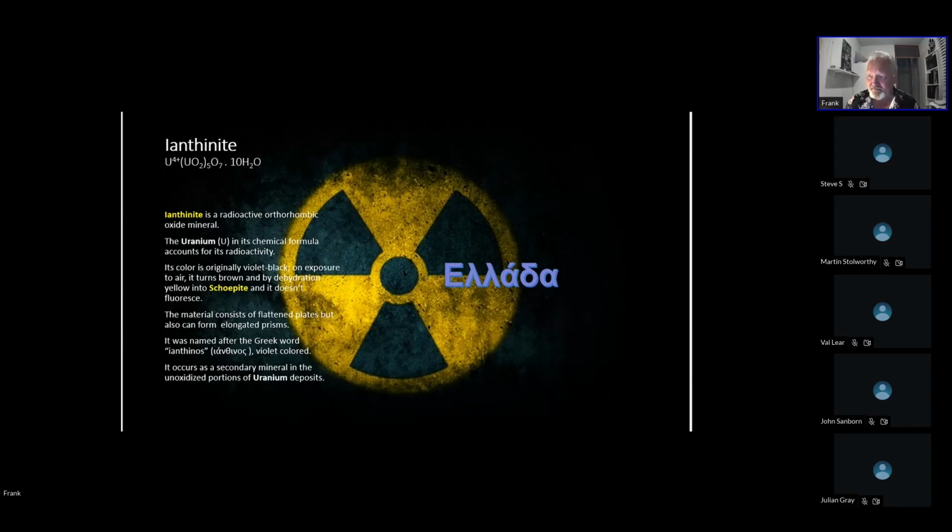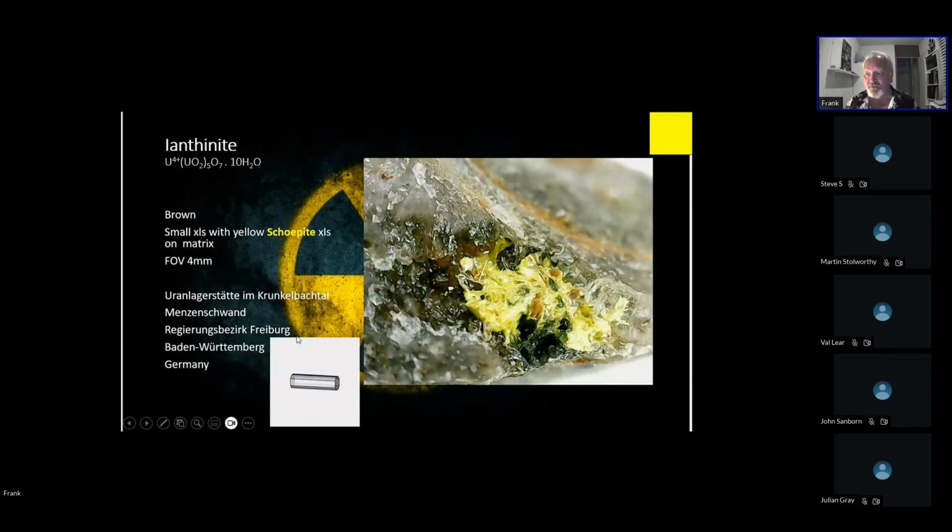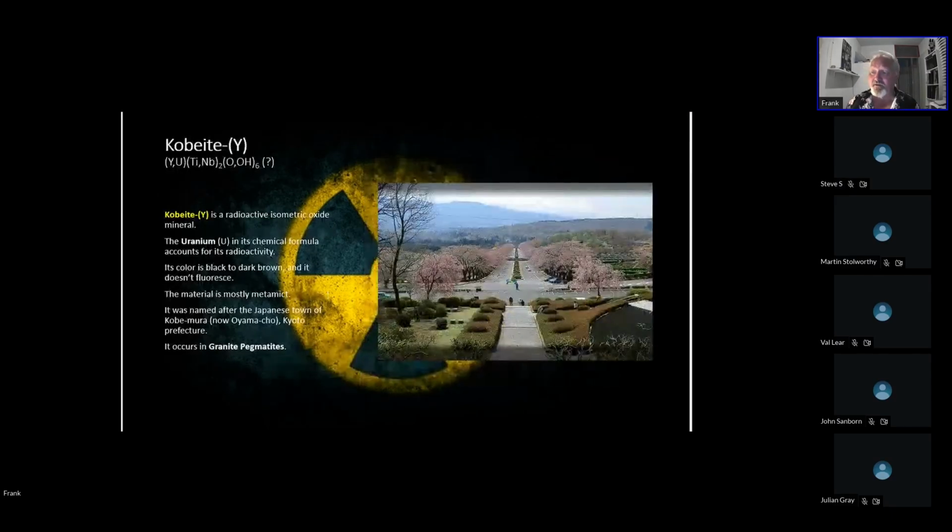Ianthinite. Well, another orthorhombic oxide mineral. The color is originally violet-black. On exposure to air, it turns brown, and by dehydration, yellow into schoepite, and unfortunately it doesn't fluoresce. The material consists of flattened plates, but can also form elongated prisms. It was named after the Greek word ianthinos, which means violet-colored. It occurs as a secondary mineral in the unoxidized portions of uranium deposits.